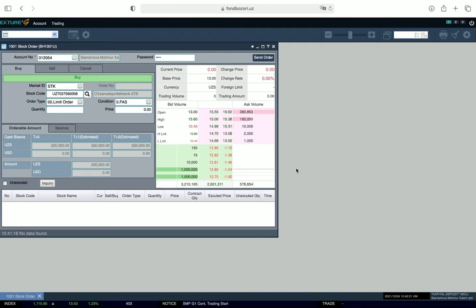Let's firstly buy a stock at our own price that we want to set. For example, I want to buy 5 stocks of Bank for 12.86 sums. To do this, in price, I write for how much I want to buy a stock, and in quantity, I write how many stocks I want to buy. Click on Send Order and check.